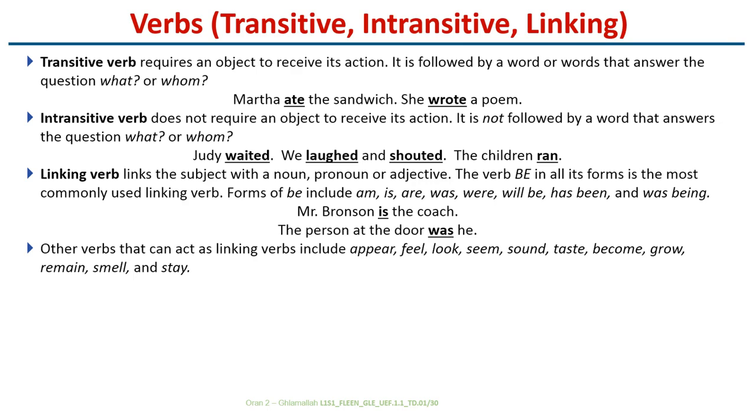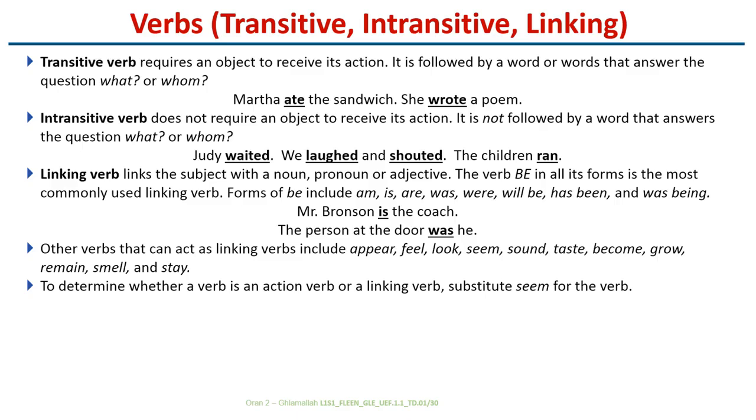Note, most of these verbs can also be action verbs, but if you want to determine whether a verb is an action verb or a linking verb, substitute seem for the verb. If seem can be substituted, the verb is probably a linking verb. Look at the following examples. Mildred looks angry. If we replace looks with seems, it makes sense. I can say, Mildred seems angry, and it doesn't change the meaning.